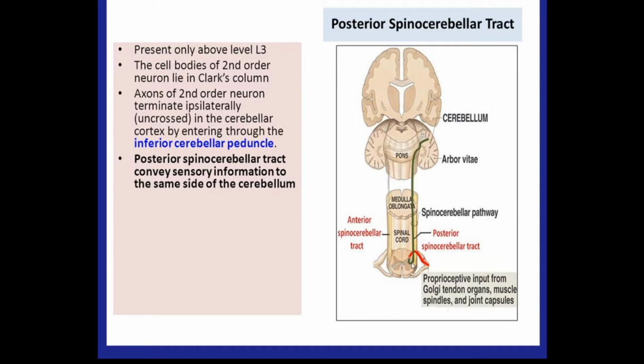So this tract ascends ipsilaterally and through the inferior cerebellar peduncle. This tract goes to the ipsilateral hemisphere of the cerebellum. So, the conclusion: the posterior spinocerebellar tract conveys sensory information to the same side of the cerebellum.